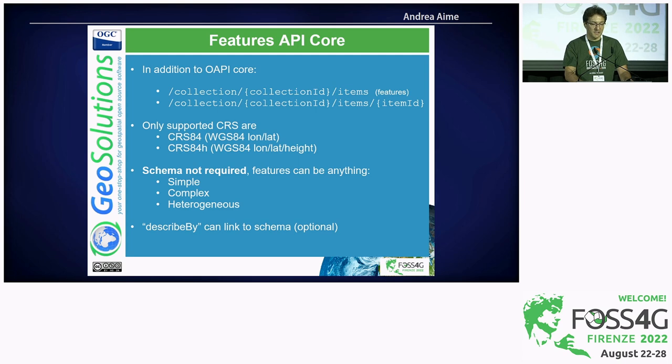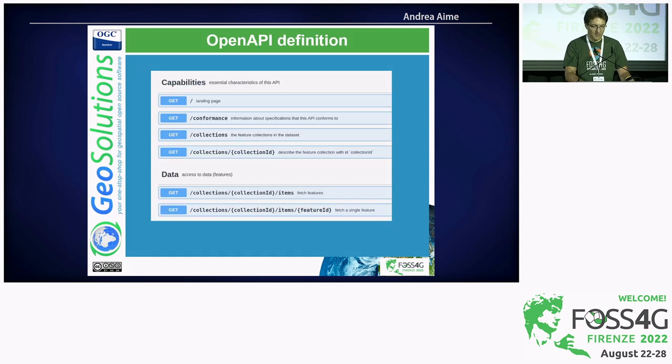Unlike WFS, it's schemaless, so a schema is not required. You could be getting back data whose structure changes item by item. Also, you can have a schema if you want to. It has an OpenAPI definition with the elements that I already talked about.